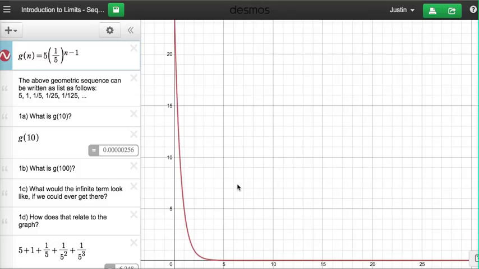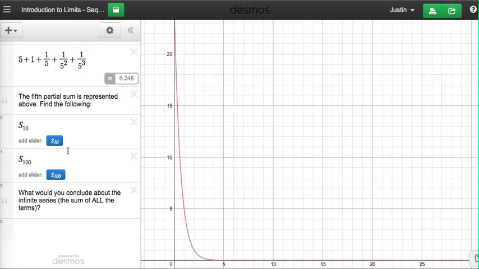Now obviously we can't get there, so we have to imagine or reflect or analyze and think about it. So we do a couple of steps like G10, G100, and we begin to imagine what it would be. So I want you to record your answers to 1B, 1C, 1D, and then pause and get ready to move on.